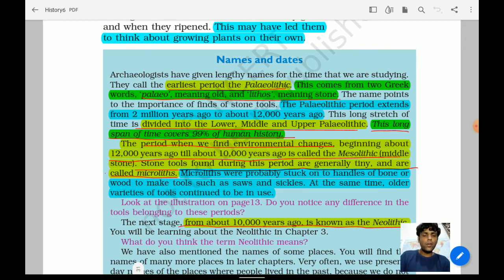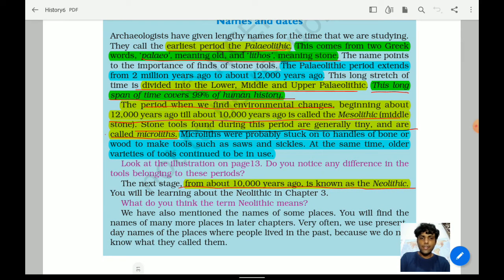Okay. Microliths were probably stuck on the handle of bone or wood to make tools such as saws and sickles. At the same time, older varieties of tool continued to be used. So it was not like once they understood the utility of smaller tools, they abandoned the big or heavy stones. They utilized those as well, and apart from that, they also started using these microliths. Okay, from about 10,000 years ago, what we know is called the Neolithic period.